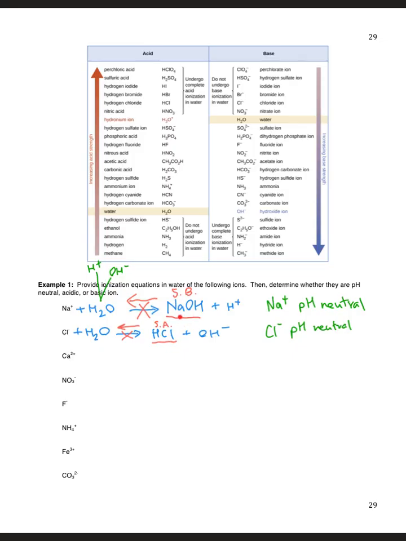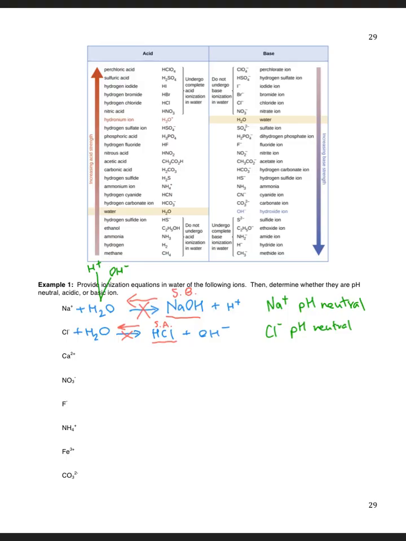If the products produced are a strong base and a strong acid, that means this reaction will not happen because it's most likely to stay as the ionized ions. Let's pause the video and complete the rest of the ions, and resume it again when you finish.